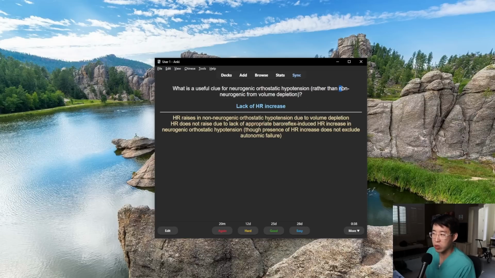Whereas somebody who has orthostatic hypotension because they got dehydrated or had poor PO intake still has that sympathetic tone intact. So when they stand up and their blood pressure drops, they still have that appropriate increase in their heart rate.